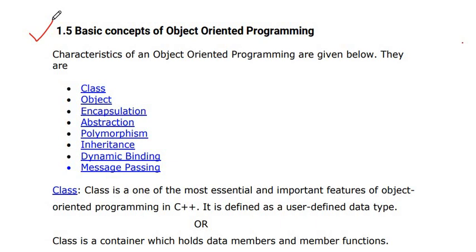Today I will be discussing the fifth concept in the first unit, that is, basic concepts of object oriented programming. Here basic concepts means characteristics of object oriented programming. Characteristics of object oriented programming are given below. They are: first one class, second one object, third one encapsulation, fourth one abstraction, fifth one polymorphism, sixth one inheritance, next one dynamic binding, and the last one message passing.